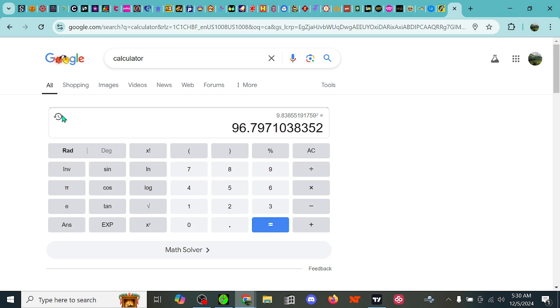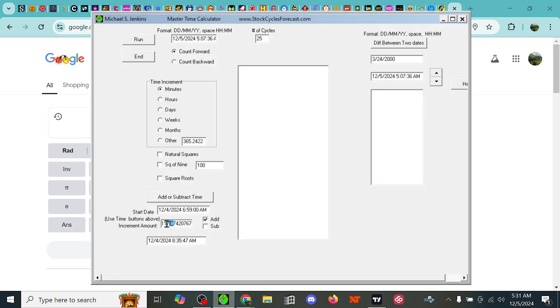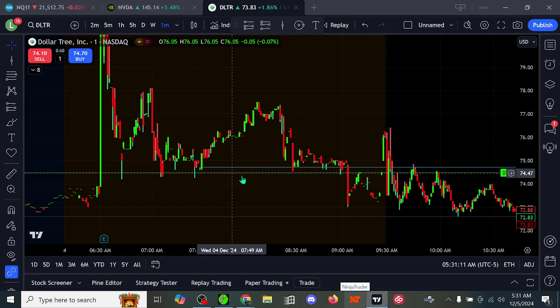I think that's because I did it in minutes. So once we get above base 10, we're going to be able to shift the decimal, right? Yep. Okay, so this is going to be 1.117, but I said we're going to divide it by 100, so we're going to do 1.17 hours later. We're going to get 8:09 a.m. So 8:09 a.m. should be a decent reversal.